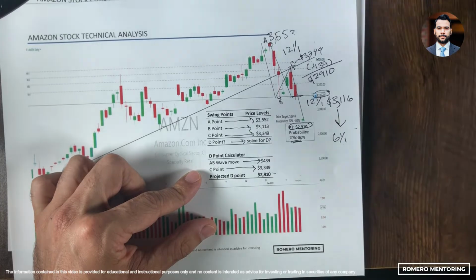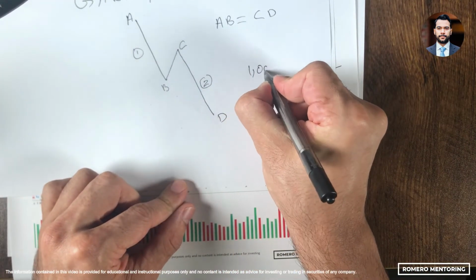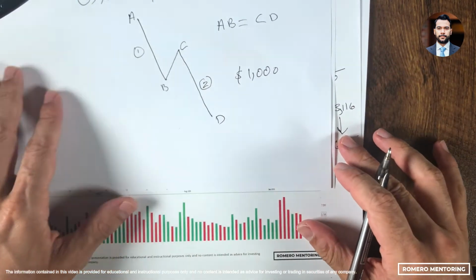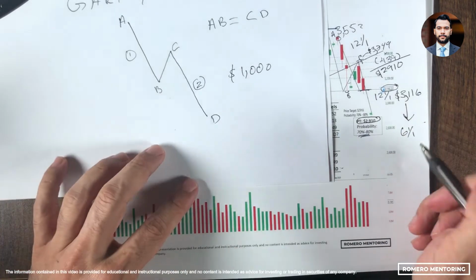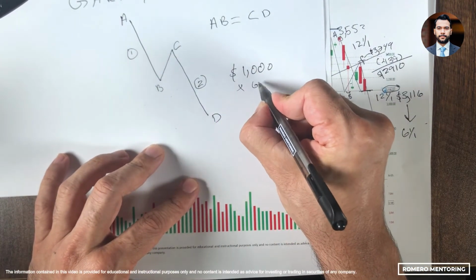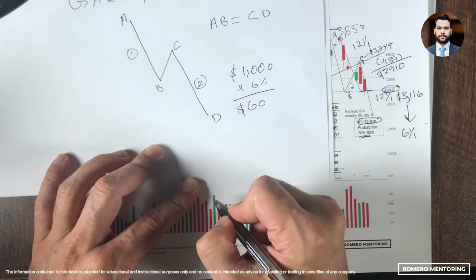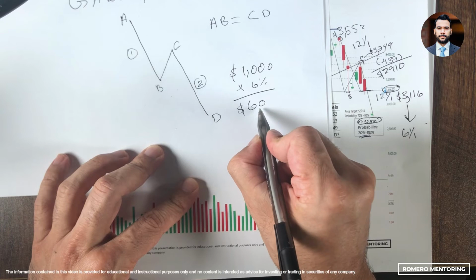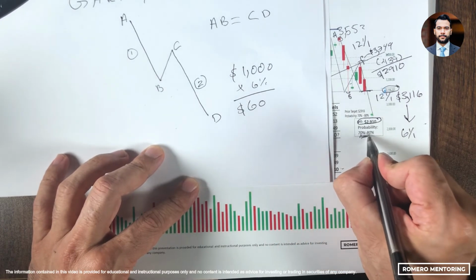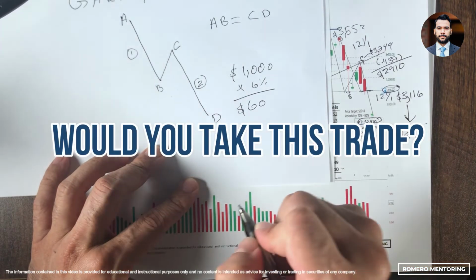Well, let's say that you have a $1,000 investment account and you place this trade, and you're expected to make 6%. So on $1,000, multiply that by 6%, you're making $60 profit. And the chances of you making $60 is 70 to 80%, statistically speaking. So the odds are in your favor. Will you take this trade?